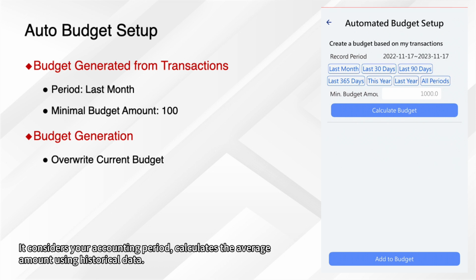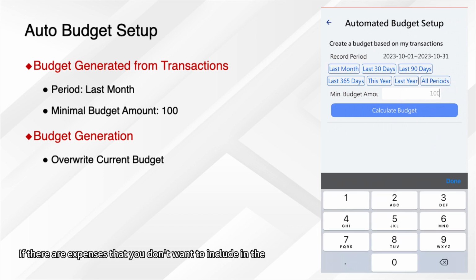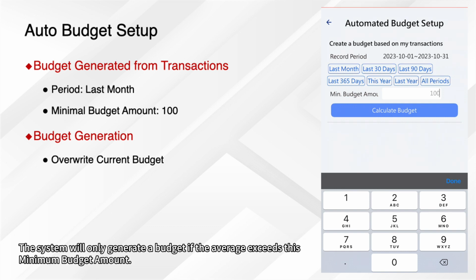It considers your accounting period, calculates the average amount using historical data. Now, the minimum budget amount serves a specific purpose. If there are expenses that you don't want to include in the budget because they are relatively small, you can set a threshold. The system will only generate a budget if the average exceeds this minimum budget amount.